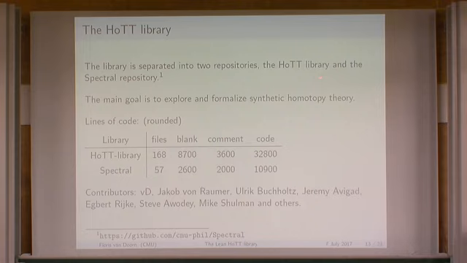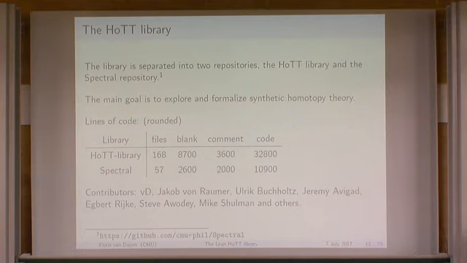And then if something is stable in the spectral repository, we move it to the HoTT library itself. So there's no big distinction between them. Eventually, we'll probably move most things from the spectral repository to the HoTT library. The main goal of the HoTT library is to explore and formalize synthetic homotopy theory. There are also some other goals. We've done some category theory. We've done some experimentation with higher inductive types, mostly reducing higher inductive types to quotients.